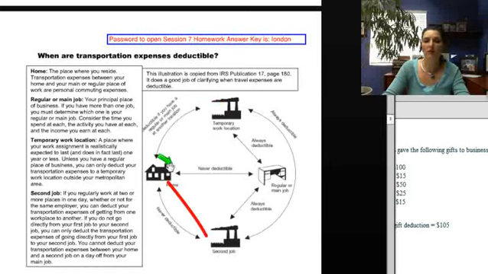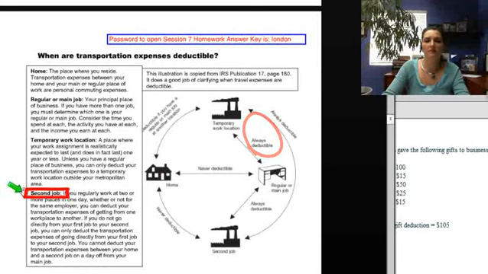But if you travel from home to a regular second job, that is a job that is not temporary, then those costs are never deductible. But if you travel from your regular job to your second job or vice versa, then that expense is always deductible. And if you travel from your regular job to a temporary work location, that cost is also always deductible.